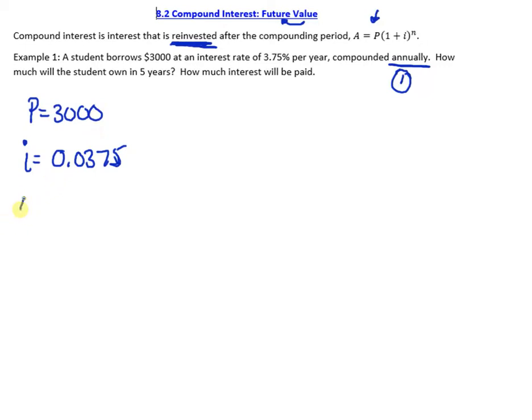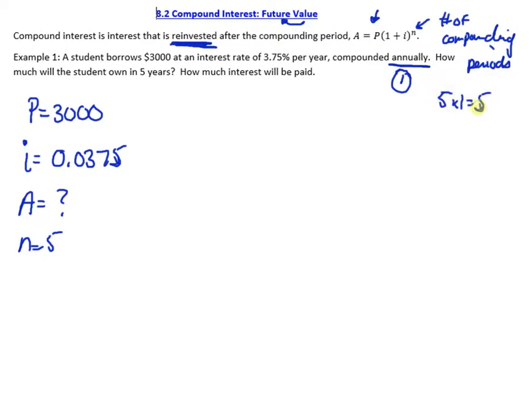So what else do we have? We have A, and we need to figure that out. Oh, and 5 years, so n equals 5. In this case, this n is the number of compounding periods. We only have one compounding period a year, so of course, 5 times 1 is just 5. Again, that's going to get a little bit more complicated, but we'll get there.